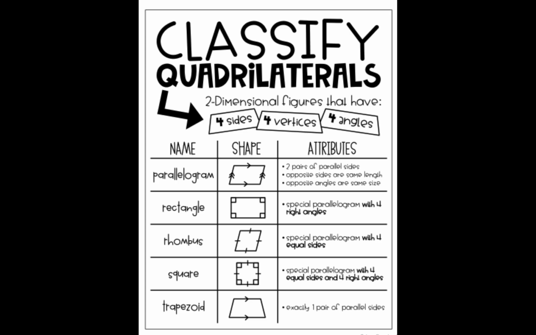Lastly is a trapezoid. A trapezoid has exactly 1 pair of parallel sides, and you'll see the arrows on the top and the bottom sides. Those are parallel. They will never touch each other.